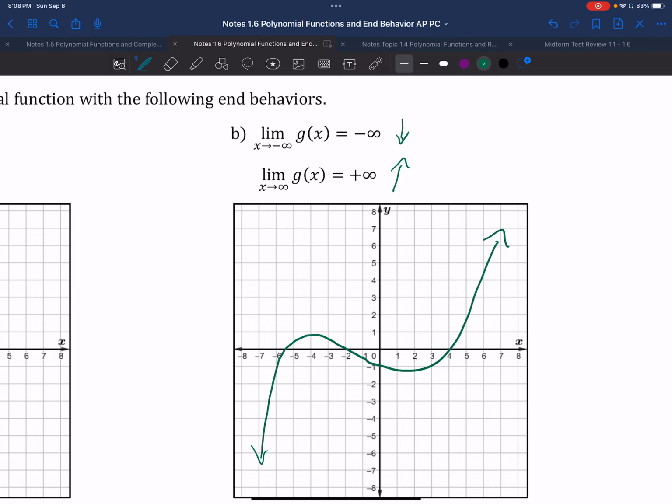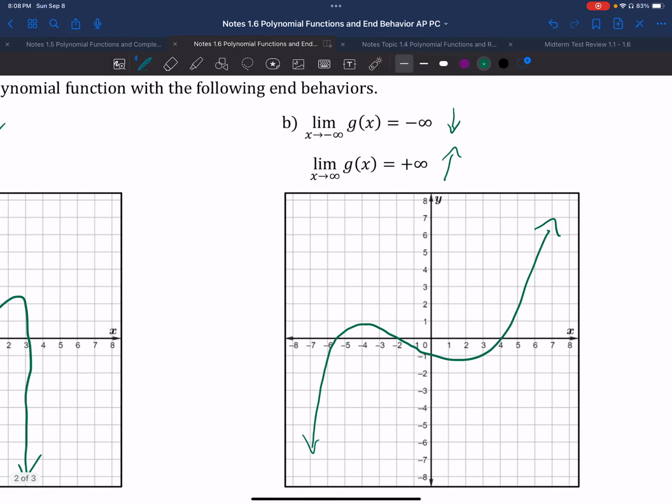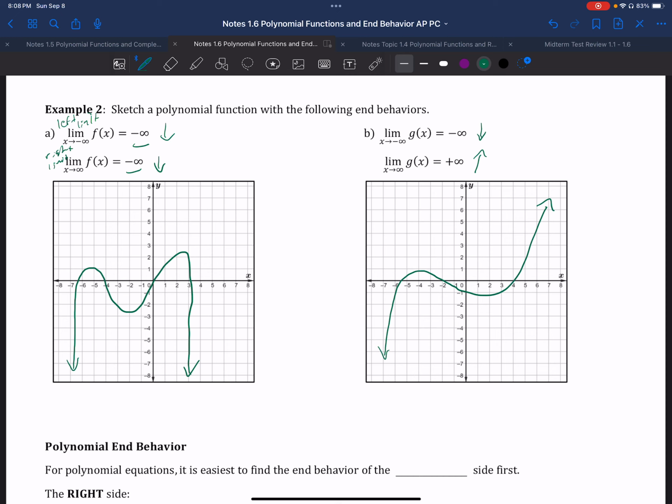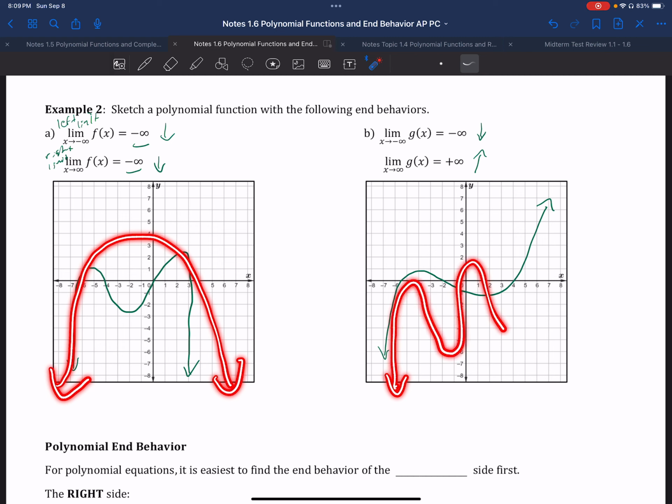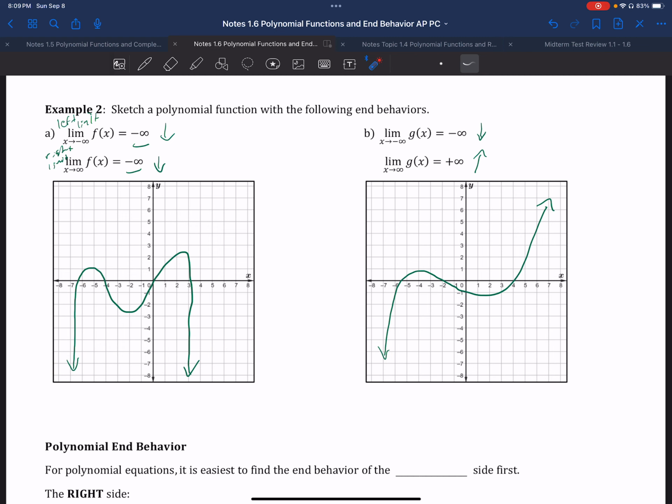So that's a possible answer to that. And then again, you can draw different ones that meet the requirements. So for this one, it could look something like that. For this one, you could have something that looks like that. So again, not just one or two right answers, but multiple answers that you can have.